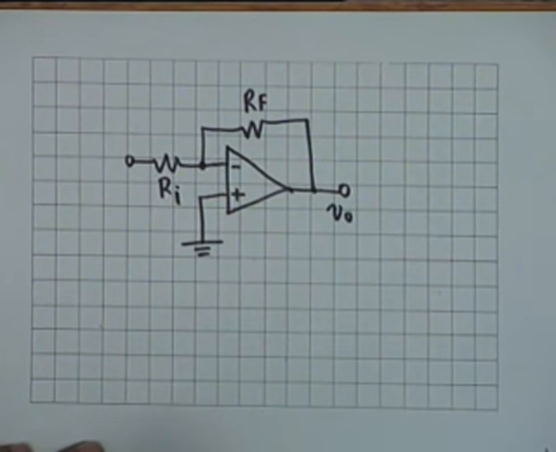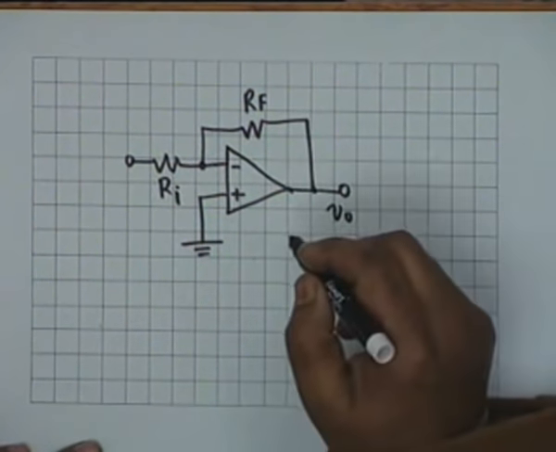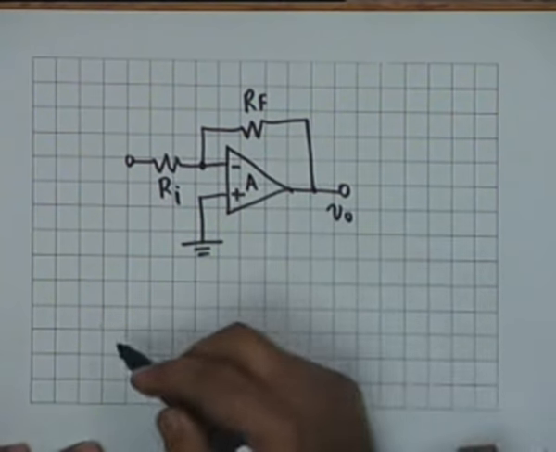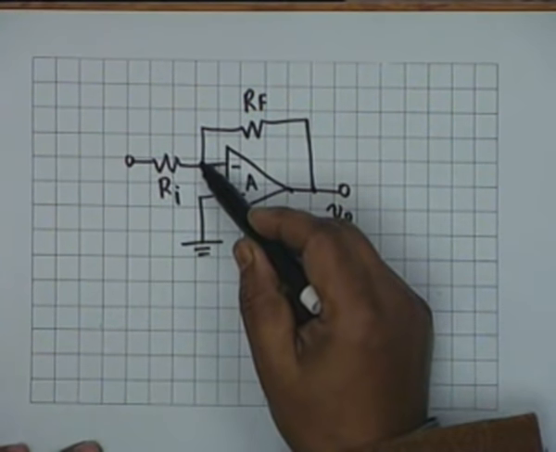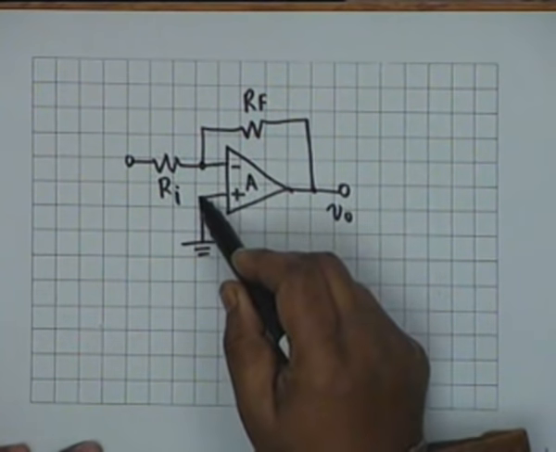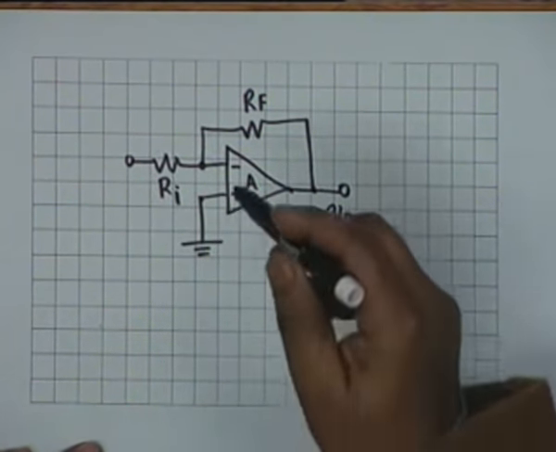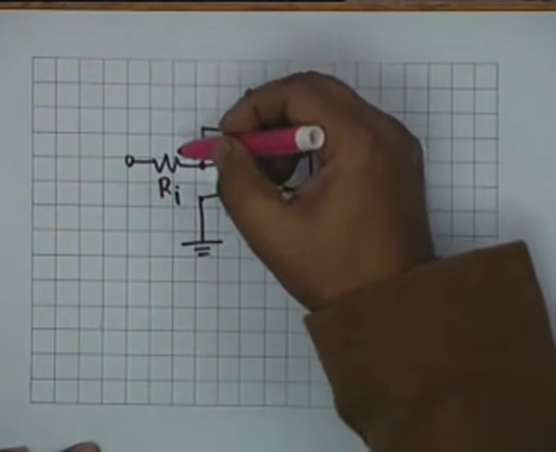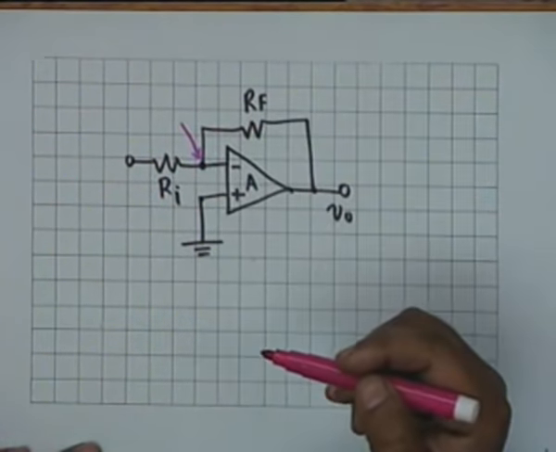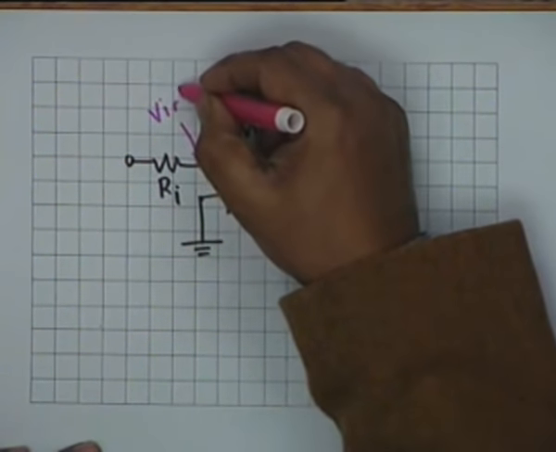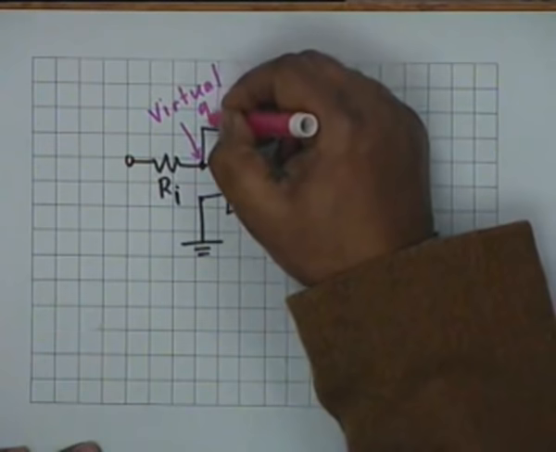output is V0. We argued that if the op amp is ideal, that is, if capital A tends to infinity, then the potential difference between this point and this point should be approximately 0, and therefore this point, although not connected to ground, behaves like a ground, and therefore this point is known as the virtual ground.